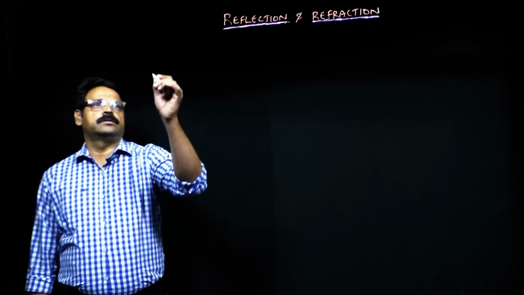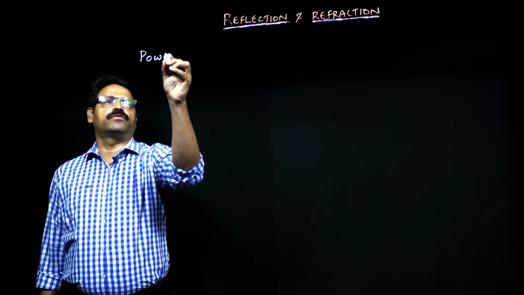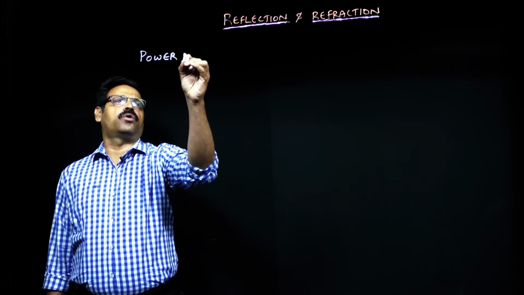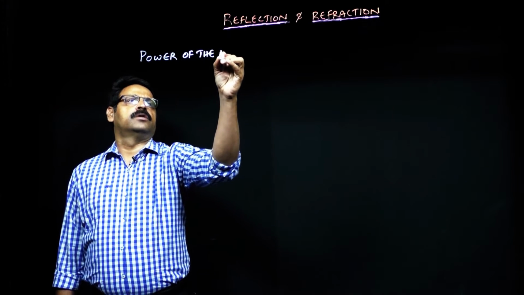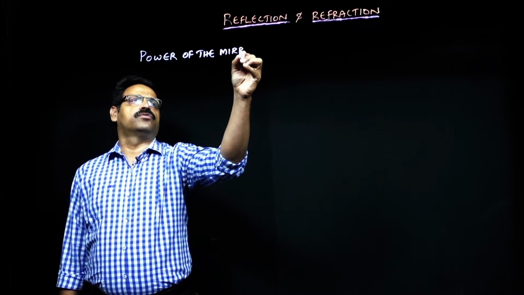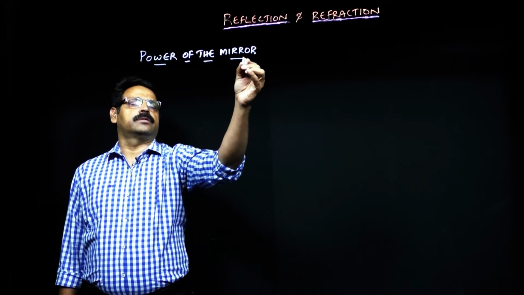Now we look at a term called power of the lens. Power of the lens or power of the mirror, because so far we have seen only mirrors. We'll just think about the mirrors first, then go for the lenses. First we'll see what is the power of the mirror.